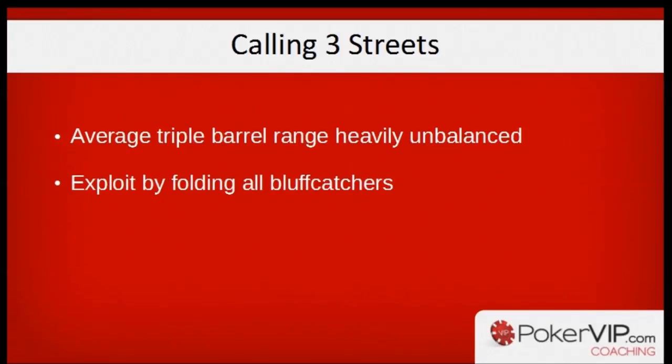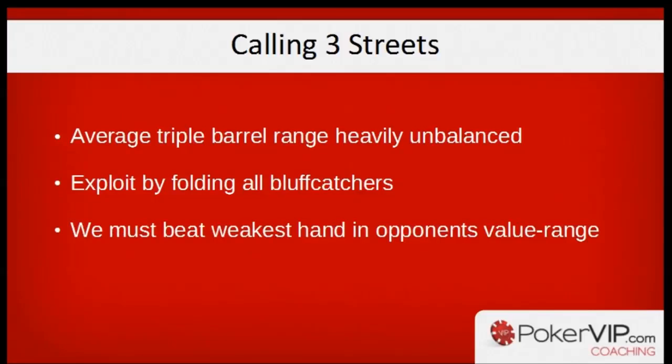The way we can exploit this is by folding all of our bluff catchers. Again, we're going to come back to exactly what we mean by a bluff catcher when we look at a hand example. But the main value of a bluff catcher is that it wins if our opponent is bluffing. And if our opponent is not bluffing frequently enough, then any of our bluff catchers are going to have very limited value. So the way we exploit an unbalanced river range, which is weighted towards value, is we very simply fold all of our bluff catchers.